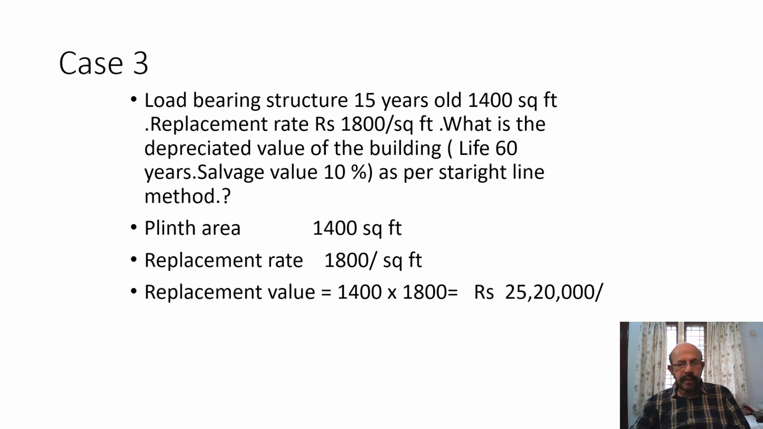Case 3. Load bearing structure 15 years old, 1,400 square foot, replacement rate is equal to 1,800 per square foot. What is the depreciated value of the building? Life 60 years, salvage value 10% as per straight line method. Plinth area 1,400 square foot, replacement rate 1,800. So replacement value is equal to 1,400 into 1,800 is equal to 25 lakhs 20,000.